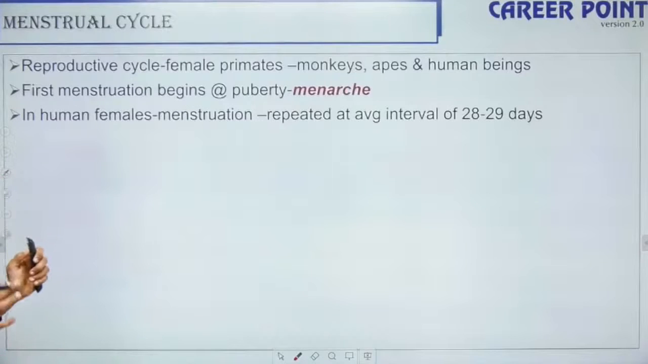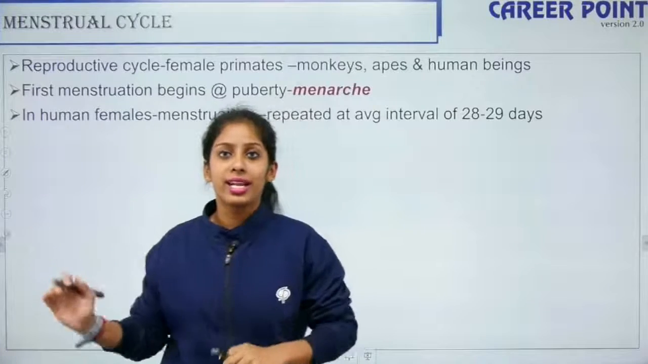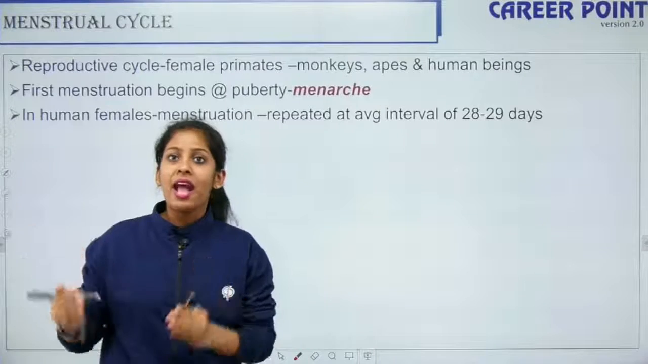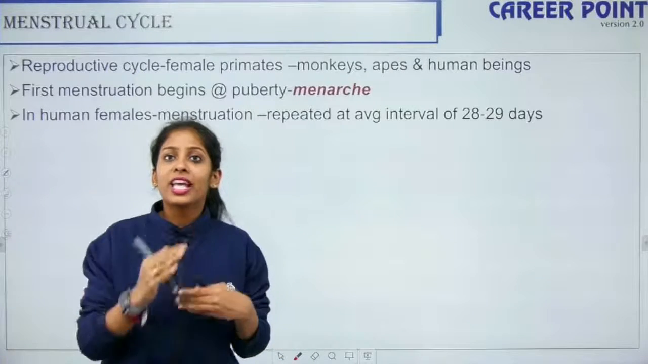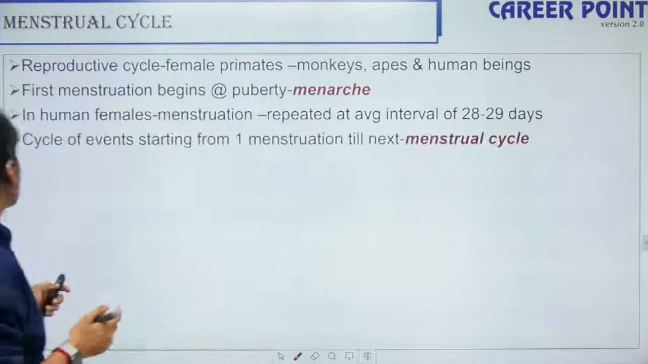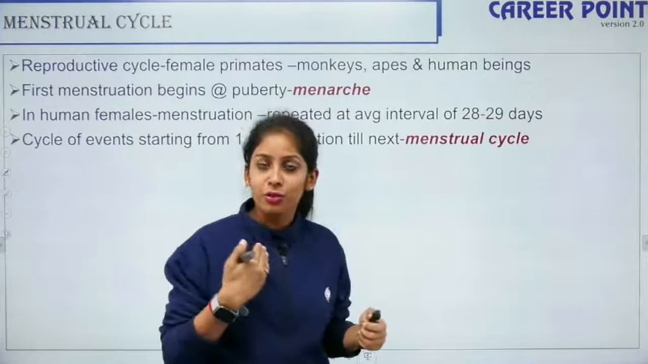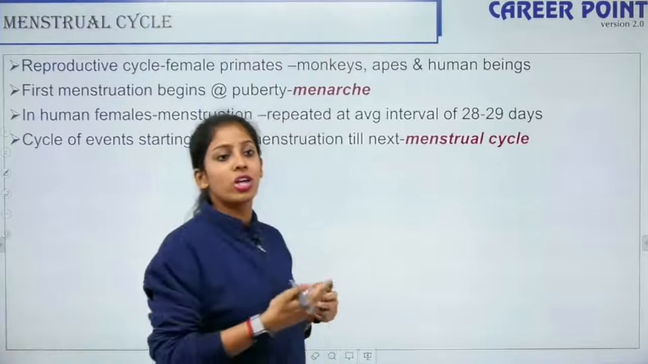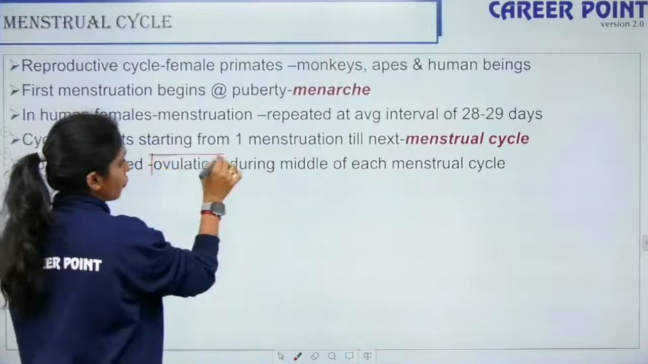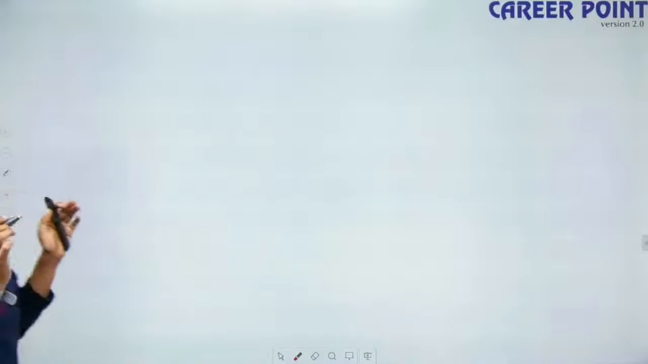In human females, menstruation is repeated at an average interval of 28 to 29 days. It's a cycle that happens from day 0 to day 28 or 29, and then it starts again from day 0. So it keeps on rotating, and that's why we say it's a menstrual cycle. The cycle of events from the first menstruation till the next is a series of events, hence we call it the menstrual cycle. One ovum is released during ovulation in each menstrual cycle. This is the introduction about menstruation.